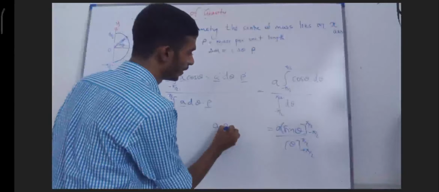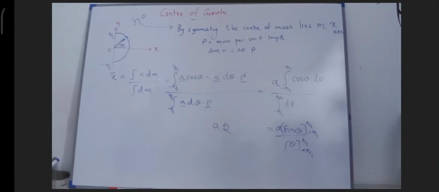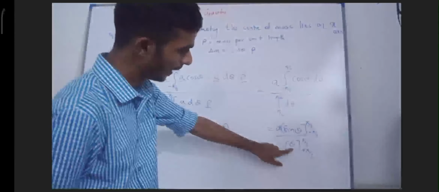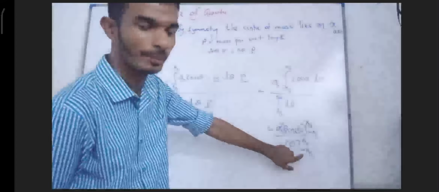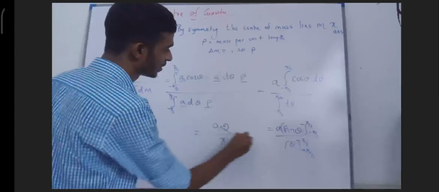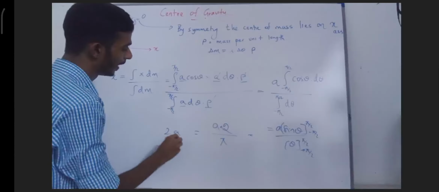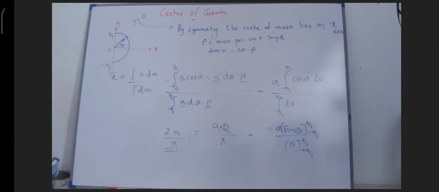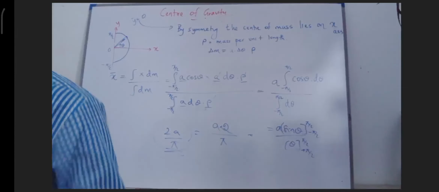Now if I substitute the values, a into sin pi by 2 is 1, again minus pi by 2, so it will be 2, a into 2. Here, pi by 2 minus minus pi by 2, that will be pi by 2 plus pi by 2, which gives you pi. So the answer would be 2a by pi.